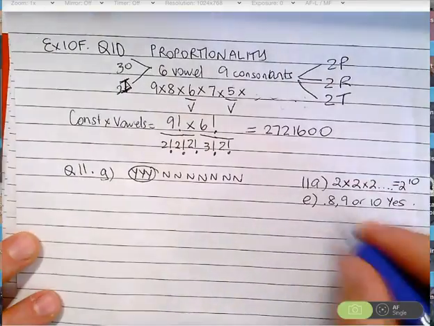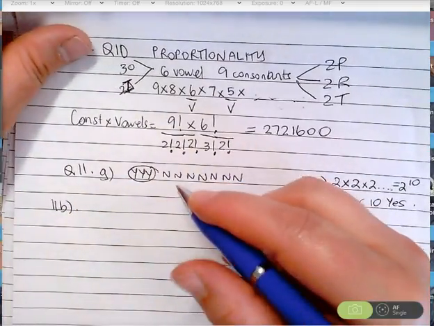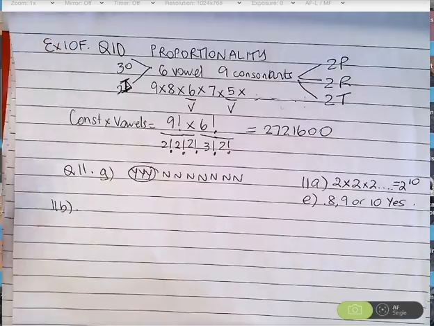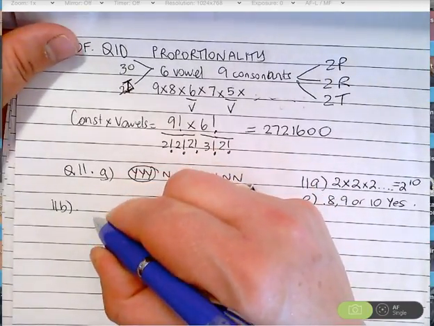1 minute. 11B, if the first and last answers are yes. So, girls, it's like you're rearranging a word and you've got 8 no's and 2 yeses. So in part B, if the first and last answers are yes.